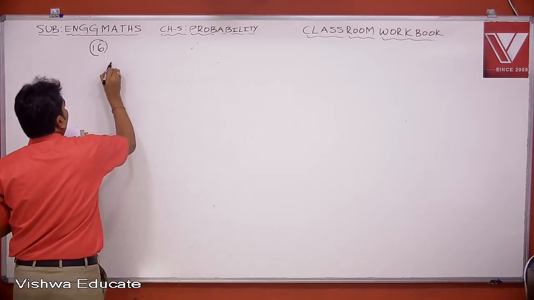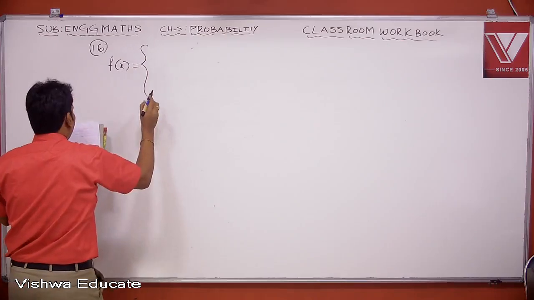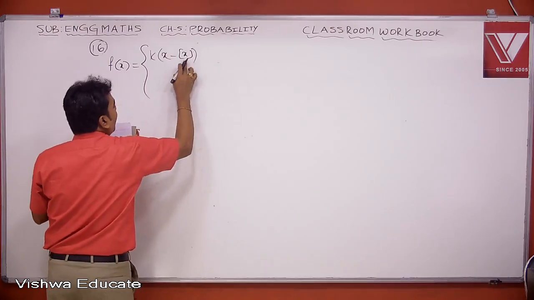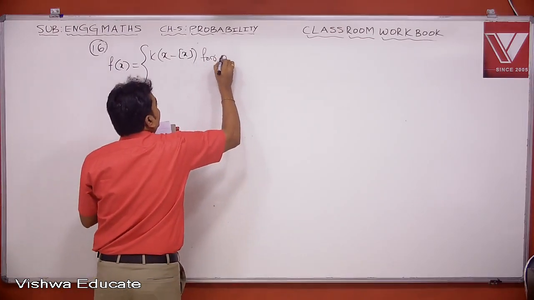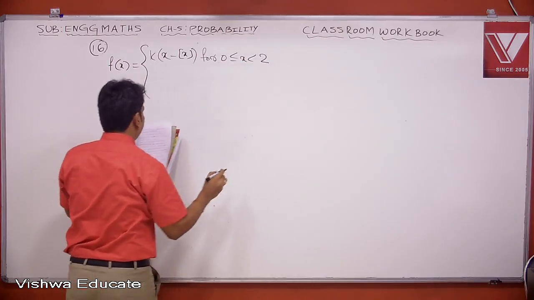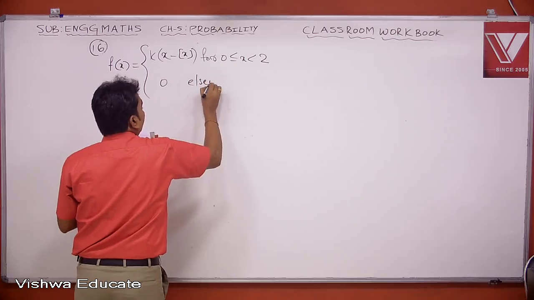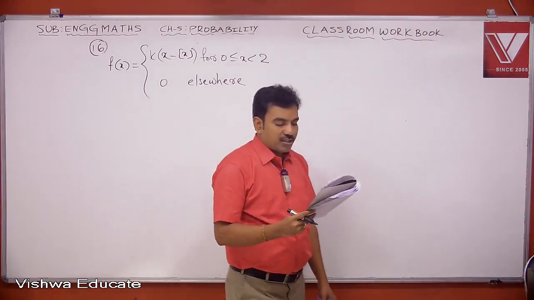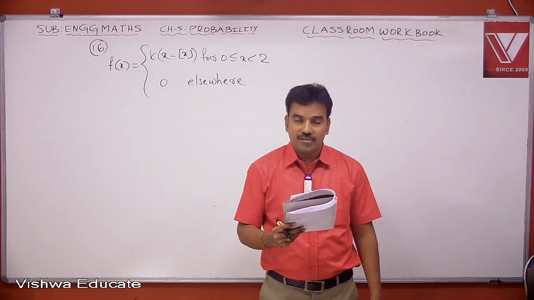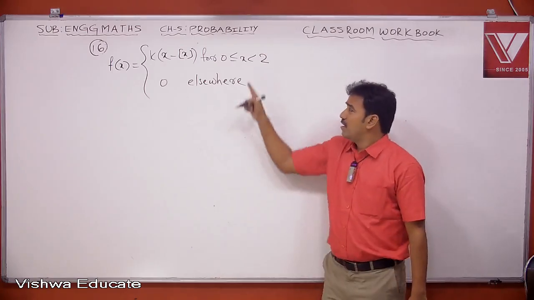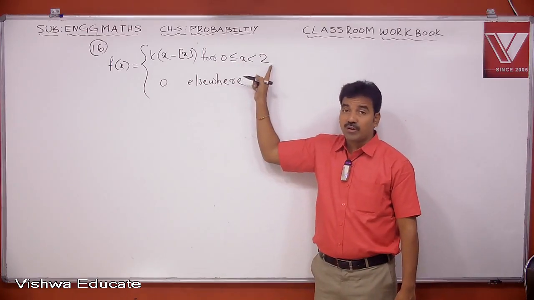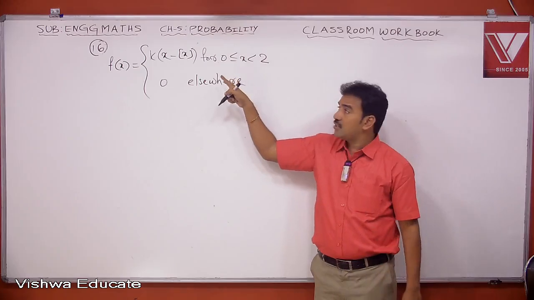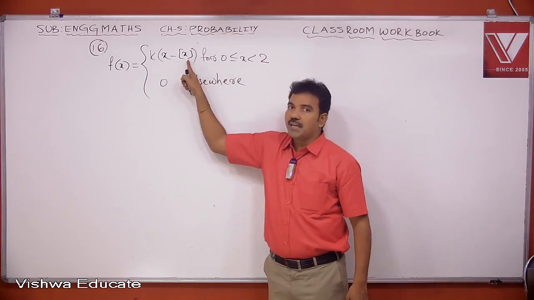Consider the function f of x equal to k into x minus square bracket x, this is the integral part of x, for 0 less than or equal to x less than 2, and 0 elsewhere. The value of k for which the above function is a PDF of some random variable is. See here, one function is given between 0 to 2. Here 0 is included but 2 is not included. So between these two limits, the value of f of x is k times x minus square bracket of x. Basically it is the integral part of x.